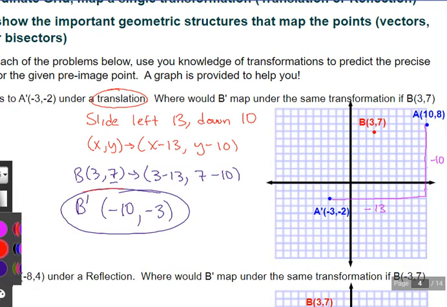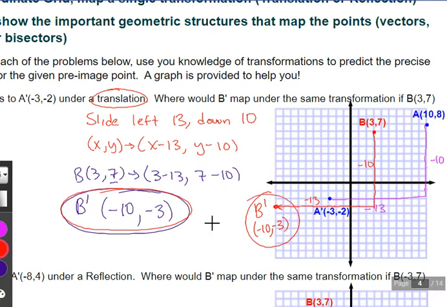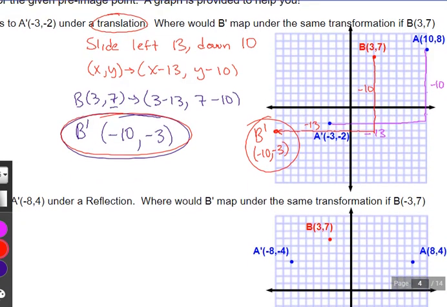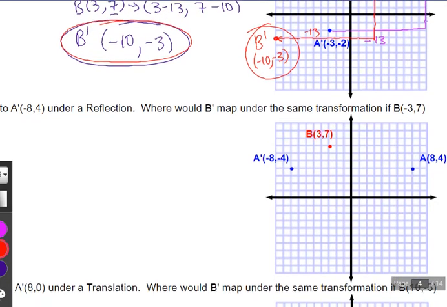So we go to (-10, -3). It predicts that the B prime point is located here. We can also confirm that on the graph by traveling the same way. We drop 10, 1, 2, 3, 4, 5, 6, 7, 8, 9, 10, and then go over 13, 1, 2, 3, 4, 5, 6, 7, 8, 9, 10, 11, 12. Look at that, 13. If we drop 10 and then 13 here, we end up with a B prime at (-10, -3). Again, this is a little bit of a strange problem, but it's not outside the world we've been living in. We just have to think about how to use transformations a different way.